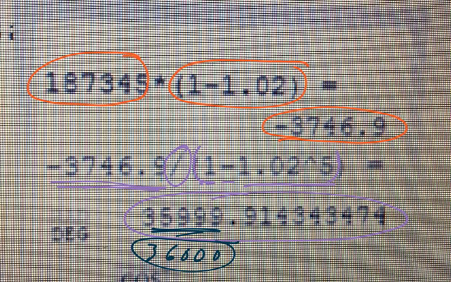So what did we learn in this problem, guys, is she started out at 36,000, got her salary bump every year by 2%. After 5 years, she's totaled over $187,000 in salary in 5 years. Not too bad. Okay, not too bad at all.